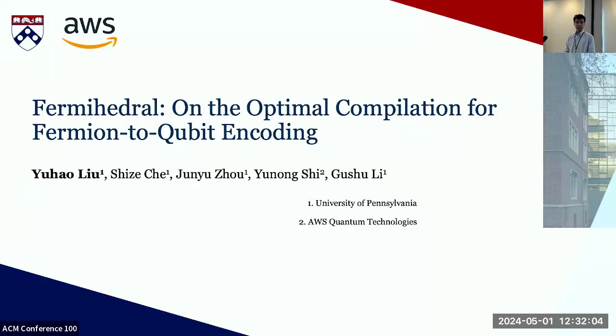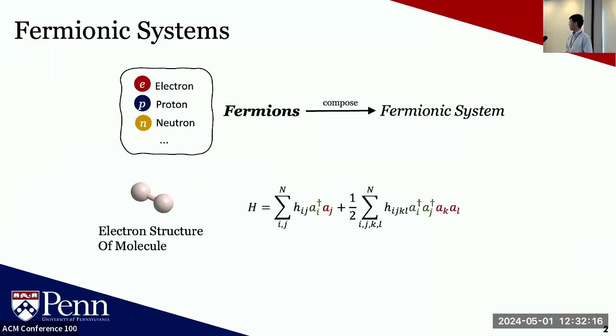Okay, thanks for the introduction. I'm Yuhao from the University of Pennsylvania. Today, I'm happy to introduce our recent work, Fermihedron, on fermion to qubit encoding. So I guess most people have heard about particles like electrons, protons, or neutrons in their physics class. And actually, these particles belong to a large family called the fermions. And the fermions form the fermionic systems.